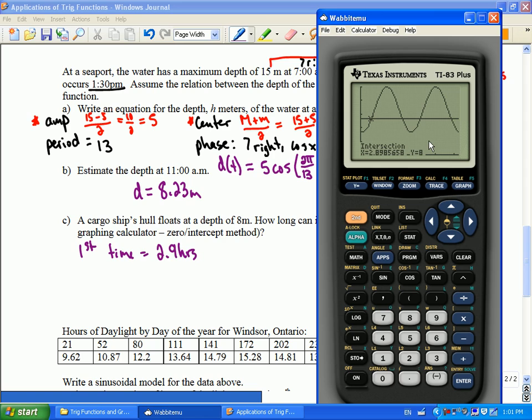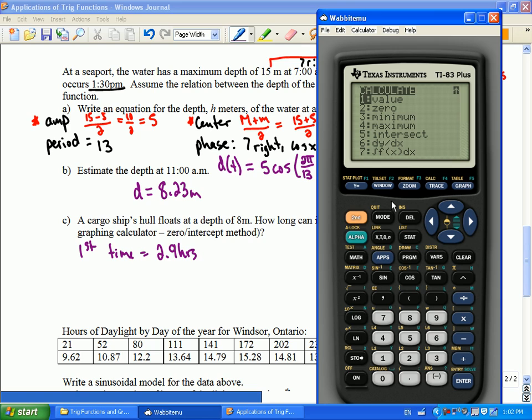So let's calculate it again. So if you missed it the first time, watch me as I go. I'm going to hit the second button, second function, and I'm going to calculate. That's the trace button. So hit trace, and you go to this screen. Hands up if this screen is in front of you. You want to see it again?